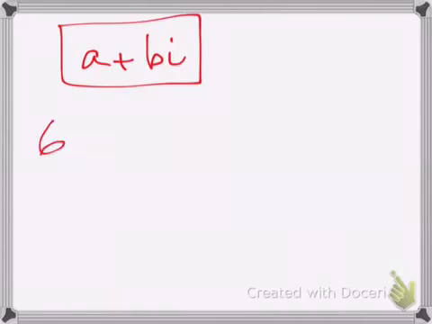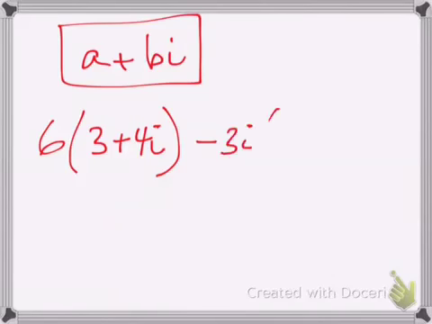Let's do 6 times 3 plus 4i minus 3i times 2 minus 6i plus 4i. So this is a little bit more complicated process involving complex numbers, and it works exactly the way we would want it to work.